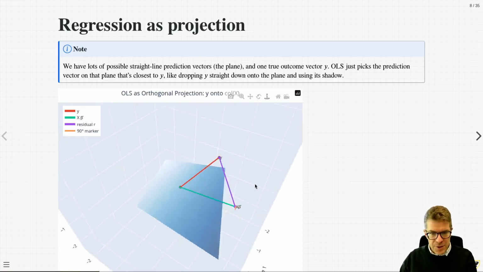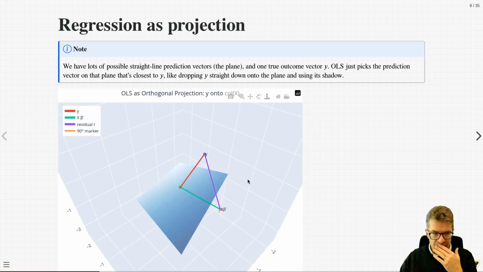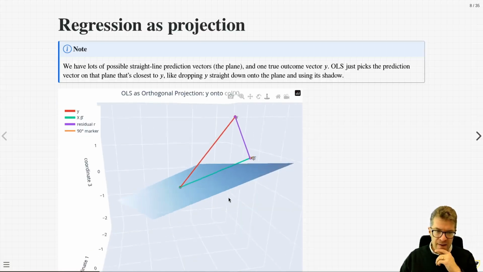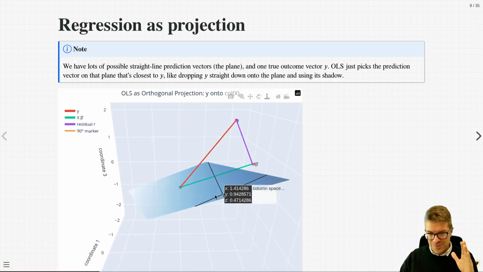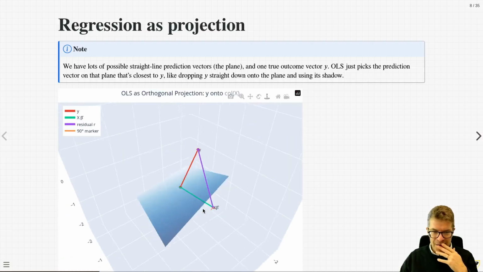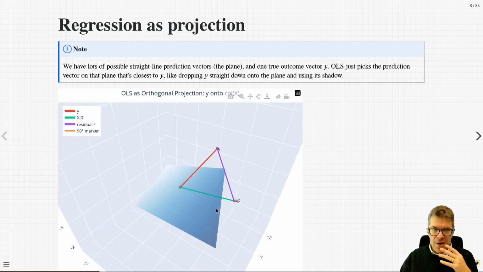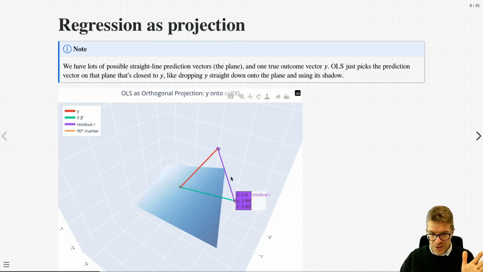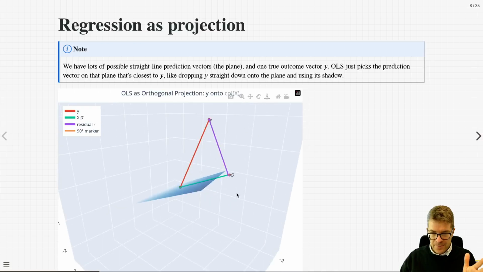To a large extent, this is also based on what we saw previously when we talked about the dot product. A lot of the same intuitions about triangles in the space and right angle triangles in the space specifically come into play here. So we have lots of possible straight line predictions on this plane over here, but the one that is the closest to the true values y is this point down here, x times beta hat.